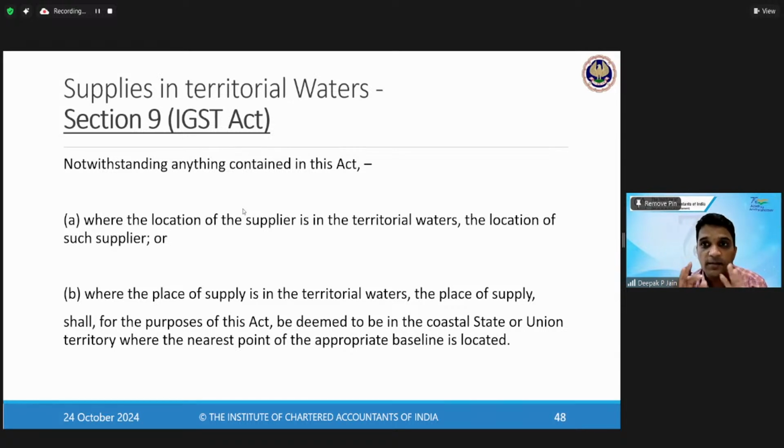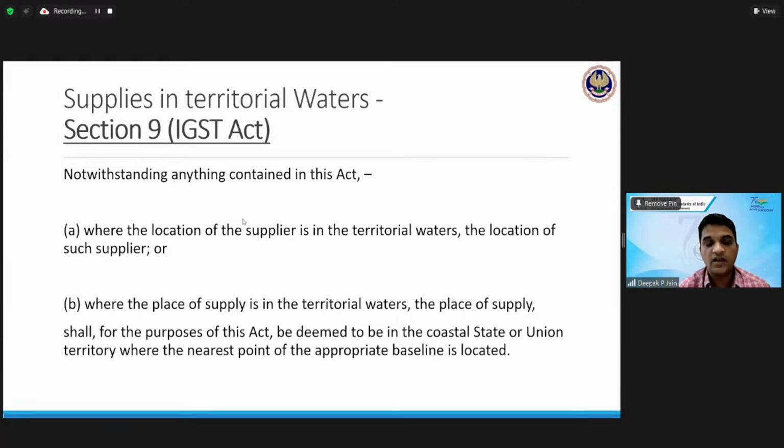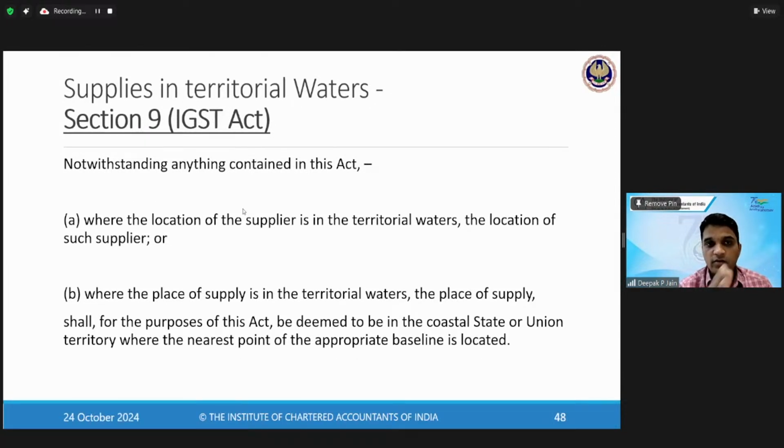So in case of supplies in territorial waters, the place of supply will be the nearest coastal state or the union territory, which is the nearest point of that place of supply. Clear? This we already knew, but territorial waters was a new thing for you. Please clarify location of supplier and place of supply.